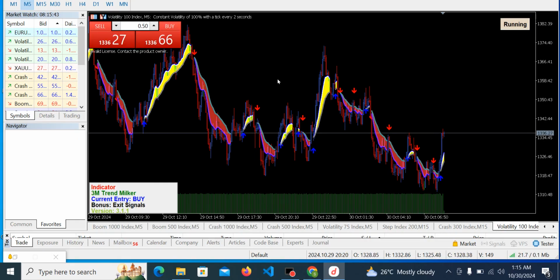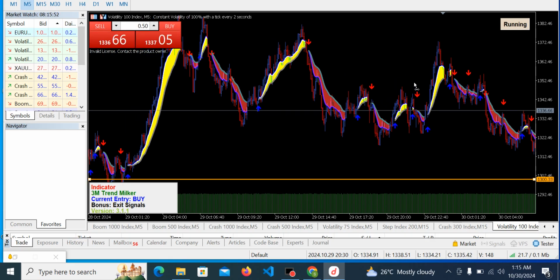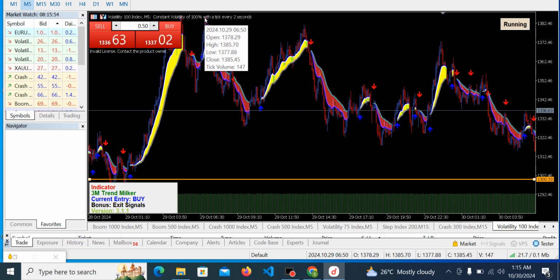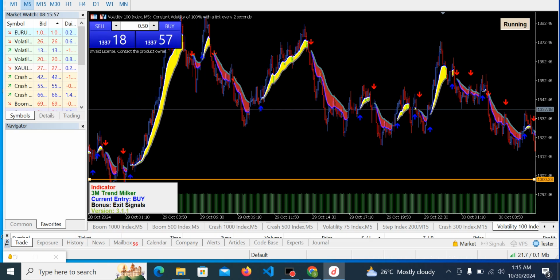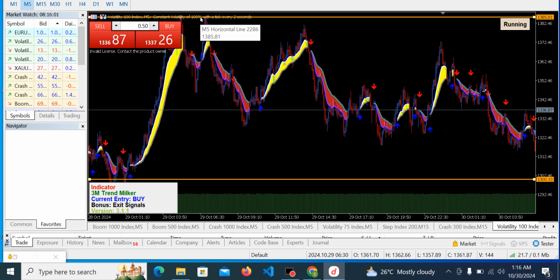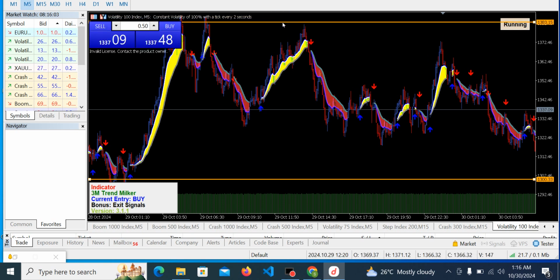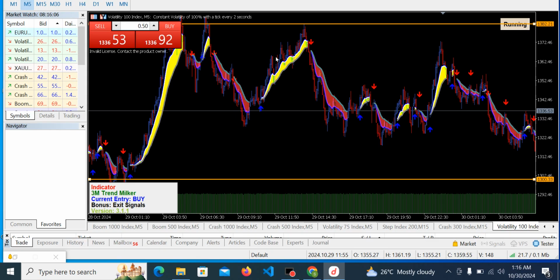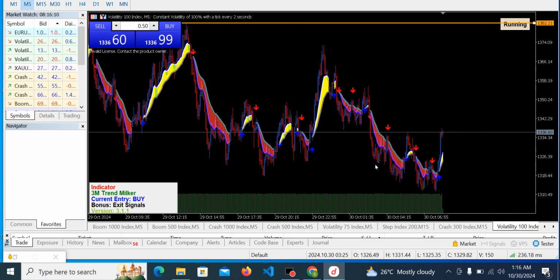Okay, this is Volatility 100. I'm on the 5-minute time frame and I'm using the 3M trend milker trading indicator. This particular asset had majorly been on a downtrend starting from this resistance zone. And of course if you check the higher time frame, you will notice that it is mainly on a downtrend. You can see the movement of the chart towards the down. There are pullbacks in between, but it is more of a downtrend movement than an uptrend.